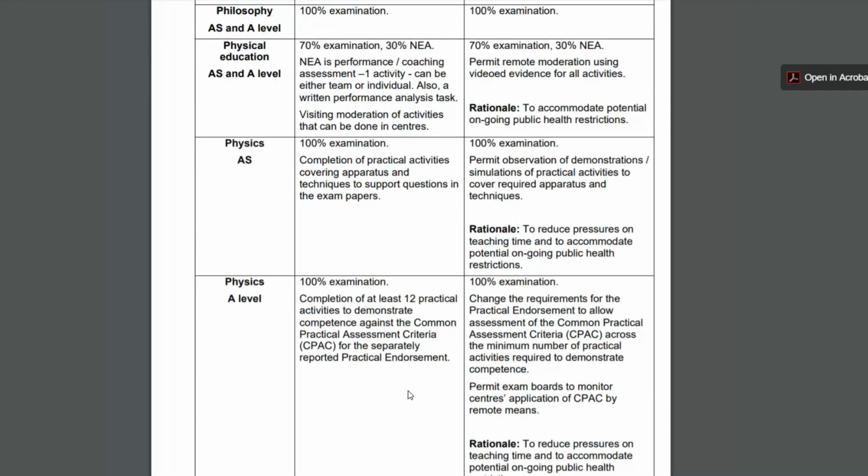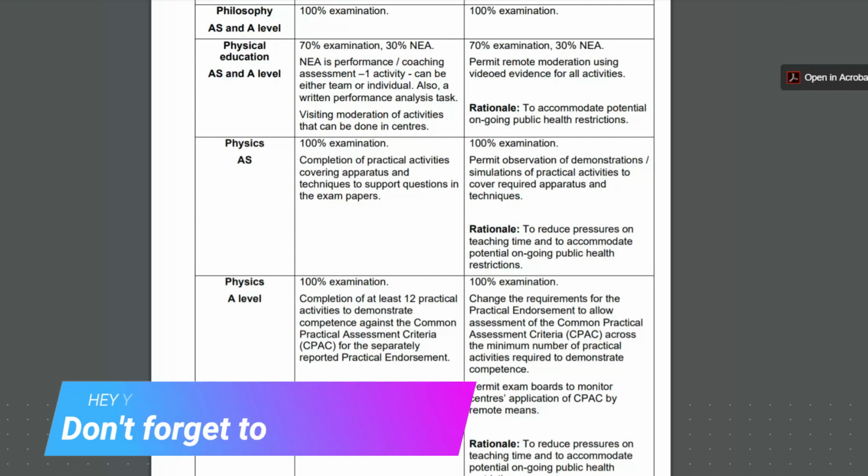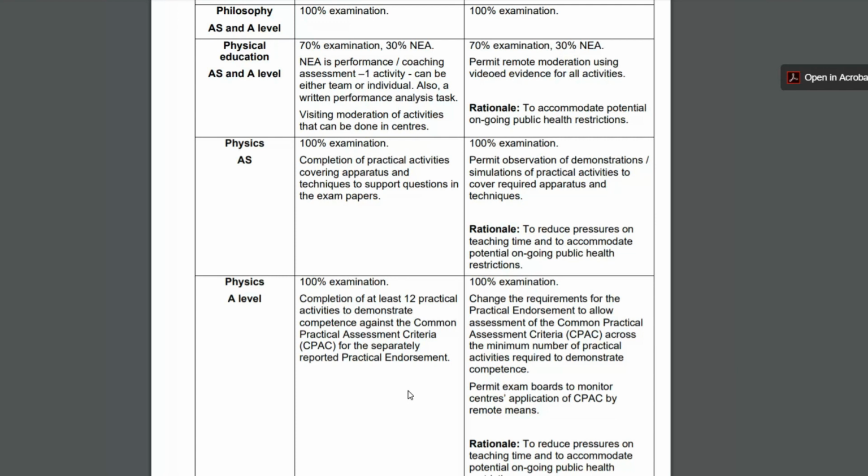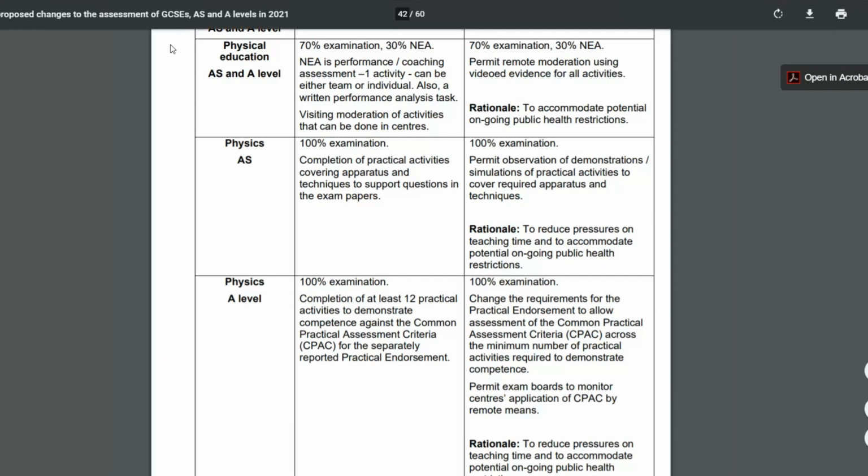PE, 70-30 split in the past. And the NEA was a performance or coaching assessment, and it was one activity, and it could be either team or individual. And it also was supposed to have a written performance analysis task. And of course, there would still be that moderation where people came in to have a look. By the looks of it, I don't think anything has changed apart from the fact that remote moderation will be allowed. So that's videoing and getting people to check that, as opposed to coming into the actual school itself.